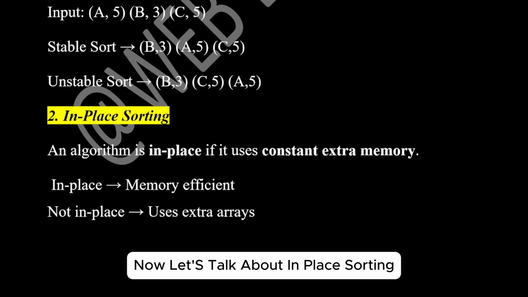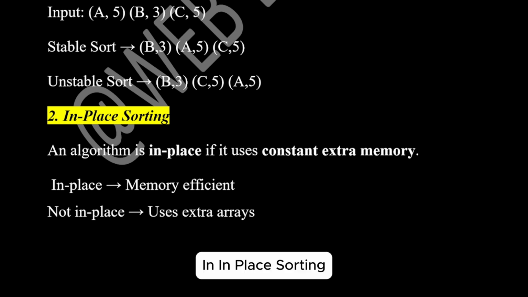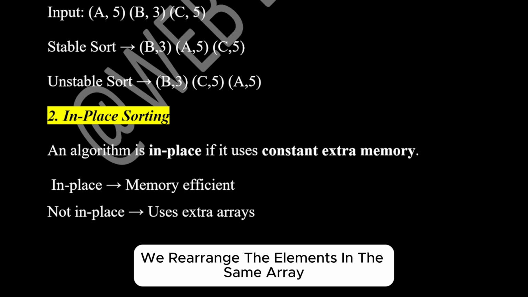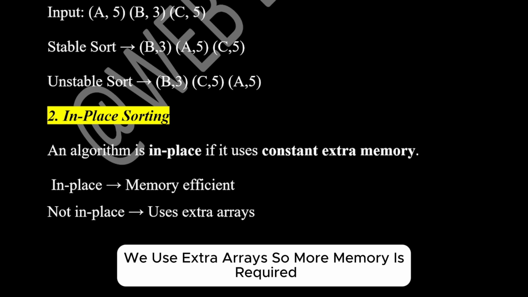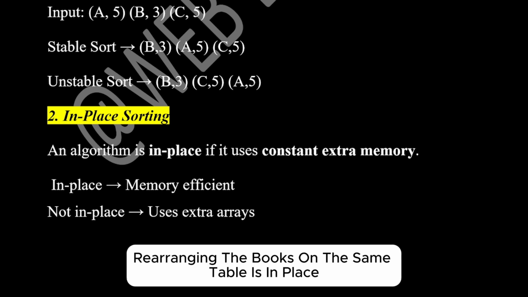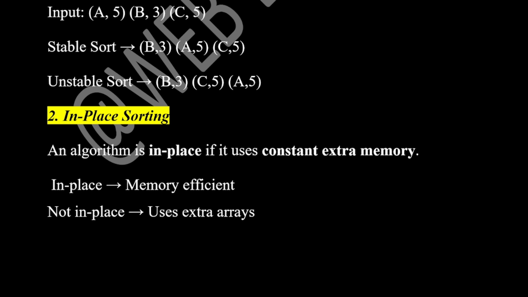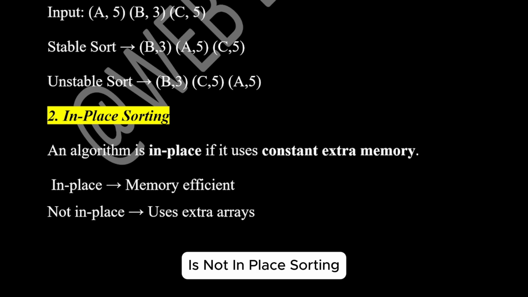Now let's talk about in-place sorting. An algorithm is called in-place if it uses very little extra memory. In in-place sorting, we rearrange the elements in the same array, so it is memory efficient. In not in-place sorting, we use extra arrays, so more memory is required. For example, rearranging the books on the same table is in-place sorting. Using another table to rearrange the books is not in-place sorting.